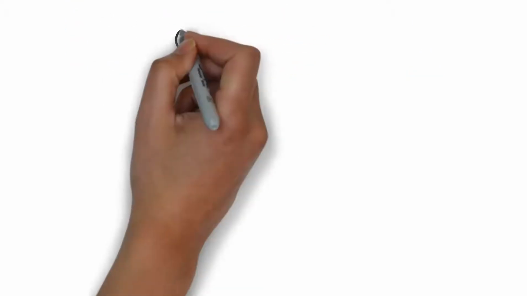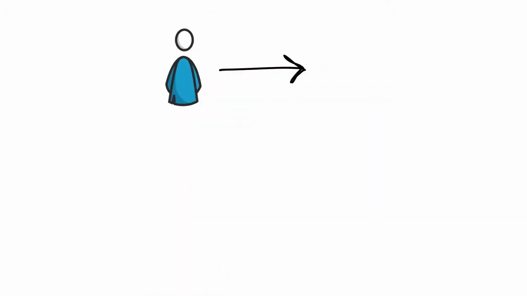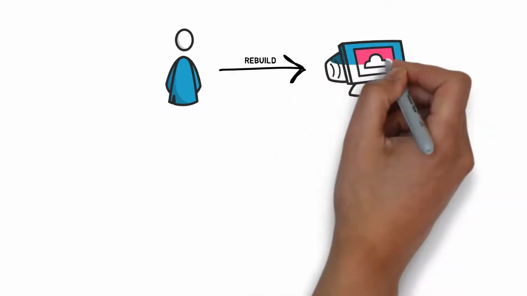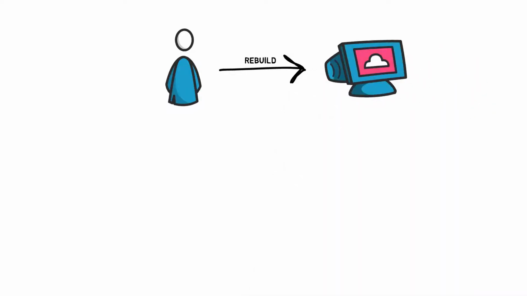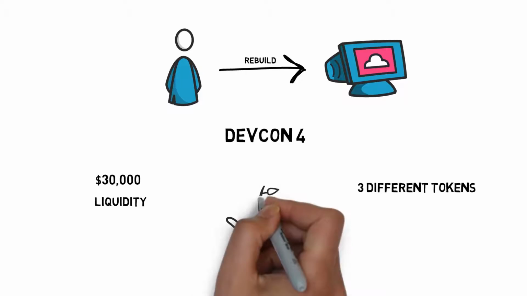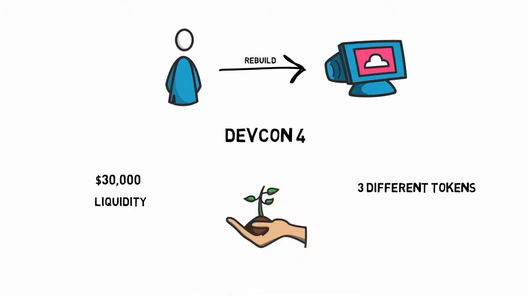Before fully launching the protocol, Hayden decided to rebuild the user interface for an even better user experience. The first version of the protocol was launched on the last day of the DEVCON 4 conference with $30,000 worth of initial liquidity across 3 different tokens. The protocol quickly gained a lot of traction, which resulted in an initial seed investment that allowed Uniswap's team to work on the second version of the protocol.